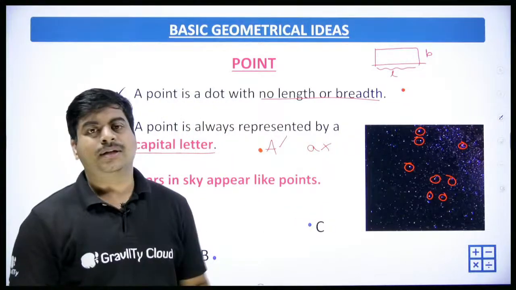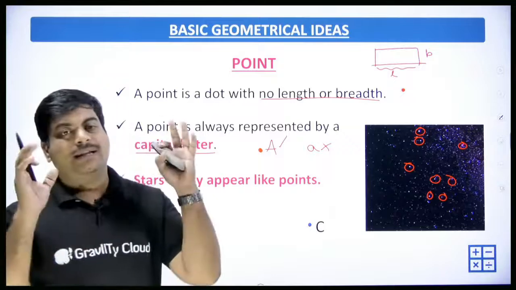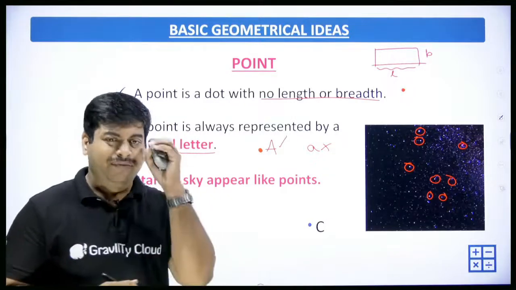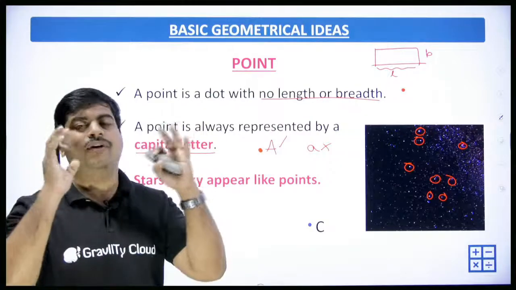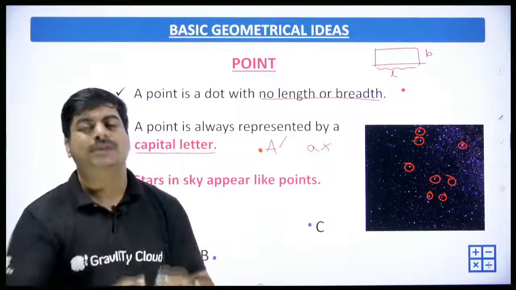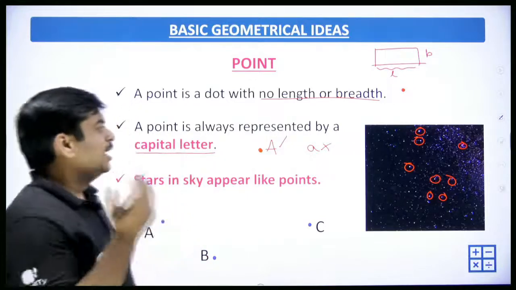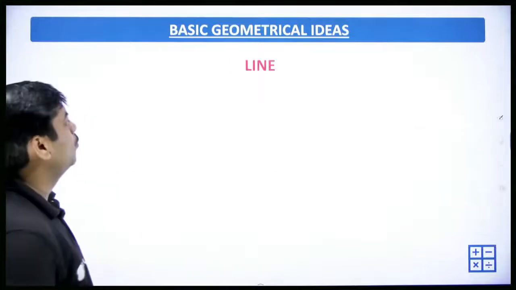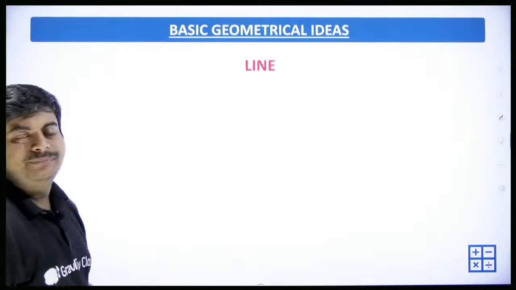Infinite points are there. Right, in the sky when you see, there are many stars. Although we can see very few, there are infinite stars. There are thousands and thousands of stars which we cannot even see. Right, so these are all some things about the point. Let's try to discuss more about a line.